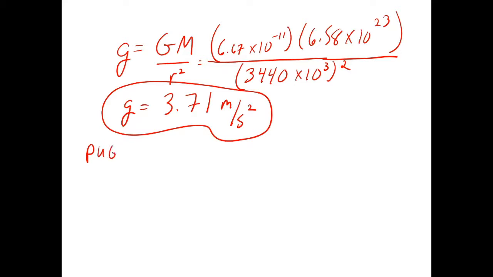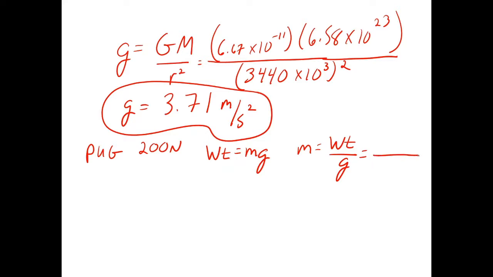Now let's deal with that pug. He's 200 newtons. That's a weight. So weight is mg. We want his mass. The reason we need the mass is because weight can change. Mass cannot. We assume the mass is the same. So 200 newtons divided by 9.8 should be around 20-ish. Let's see. Yeah, 20.4 kilograms.